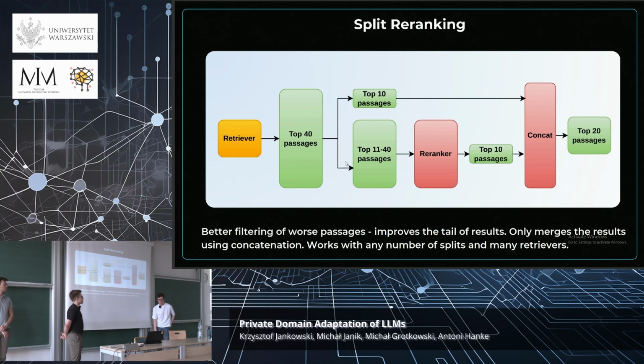Okay, another concept that we introduce is the split re-ranking. In this method we re-rank only the worst passages, while keeping the top k, top 10 passages unchanged, and then we concatenate these results. The motivation behind this approach is that when we have a very good retriever, then it might not be worth passing the best results to a poorly performing re-ranker.